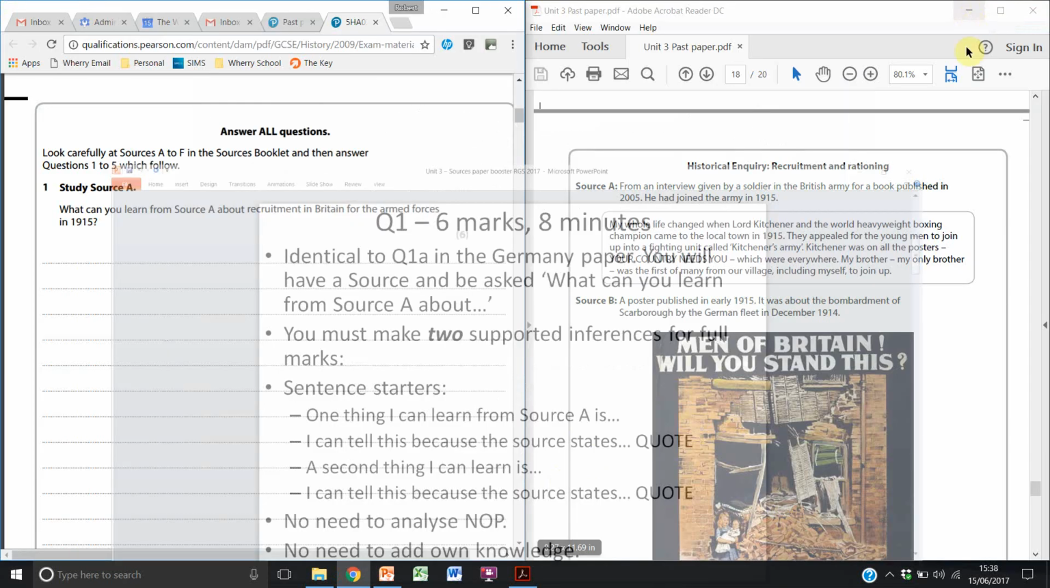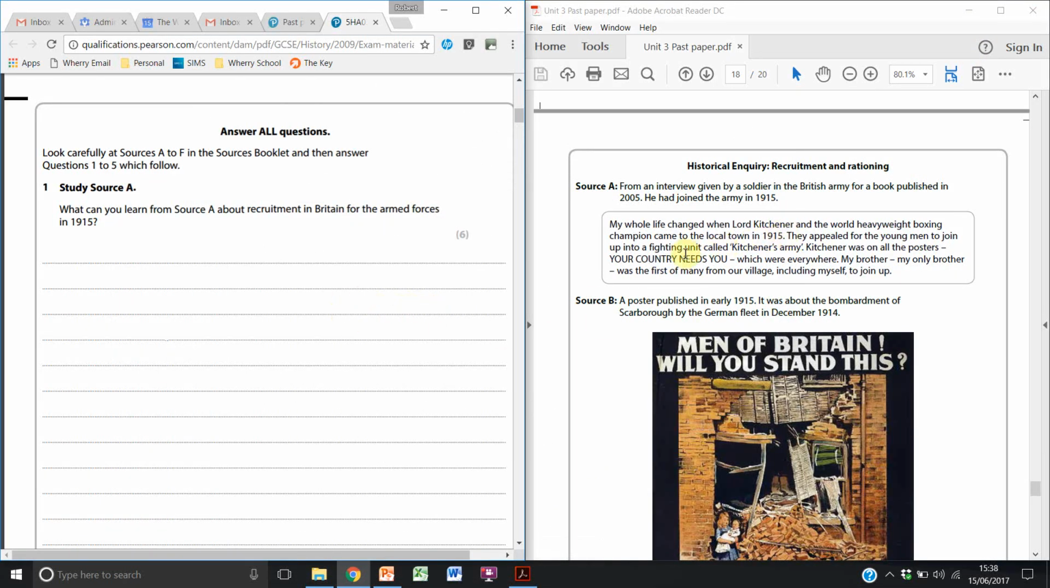The one thing that you need to make sure that you don't do is simply repeat what's written in the source. Okay? So you don't want to be putting things like, one thing I can learn from source A is that people's lives changed when Lord Kitchener and the world heavyweight boxing champion came to the local town, because that is just such a simple process. You're literally copying from the source.